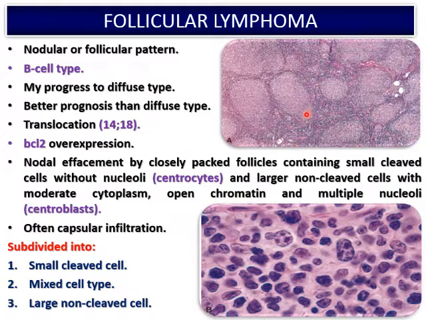Follicular lymphoma is characterized by the presence of a nodular or follicular pattern, and usually it has good prognosis, but it can progress to diffuse type. This type has better prognosis than diffuse, and in this type we also have a chromosomal translocation between chromosome 14 and 18. And we have also overexpression of the anti-apoptotic gene BCL2. Follicular lymphoma can be subdivided into a small cell type, large cell type, or mixed cell type that contains small cells and large cells.